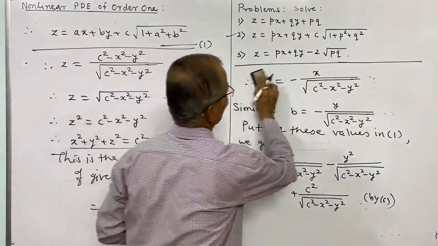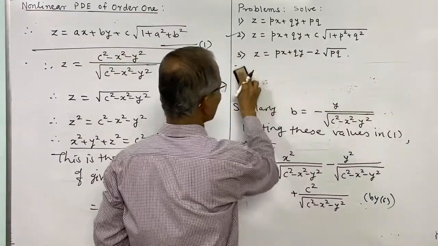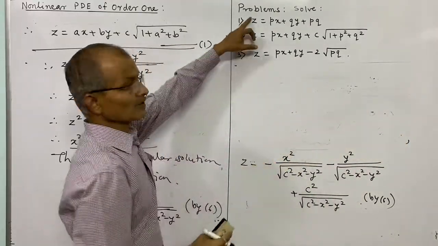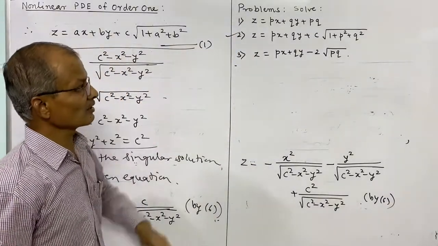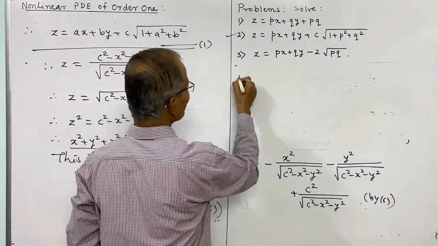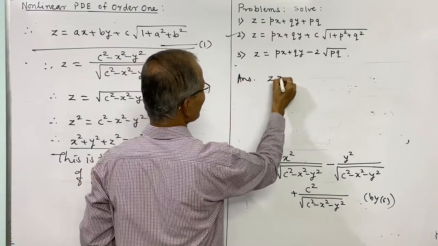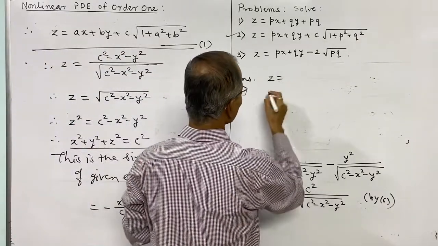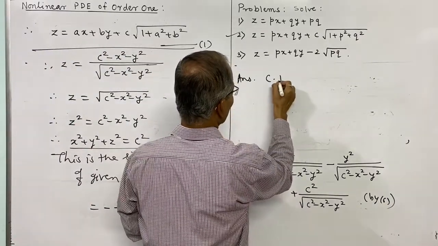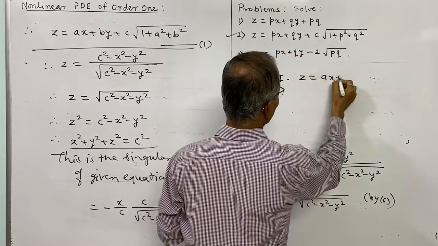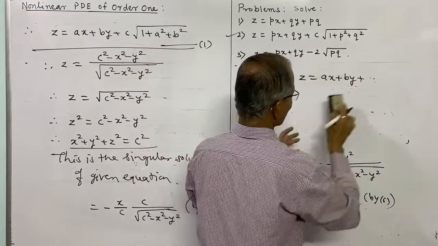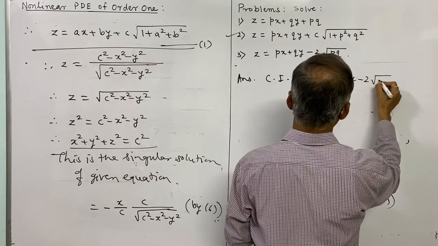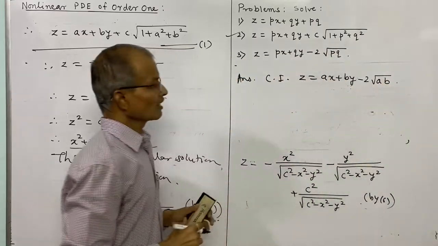For third, you should try yourself. Third problem, try in the similar way that we have solved the earlier problems, first and second. So it is easy, you can solve it. And what is the complete integral for this? Complete integral can be written easily by observing this. This is complete integral or CI. z is equal to a into x plus b into y minus 2 into root a into b. This is complete integral.